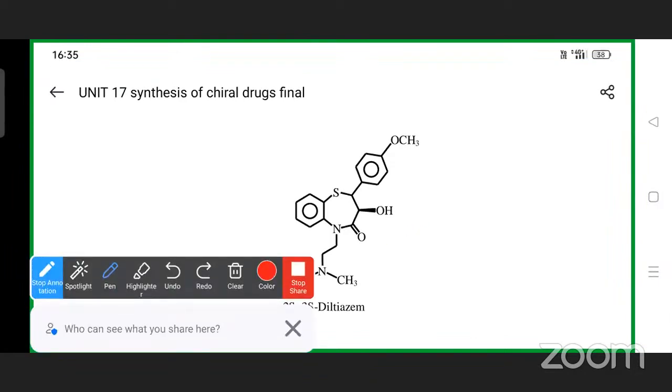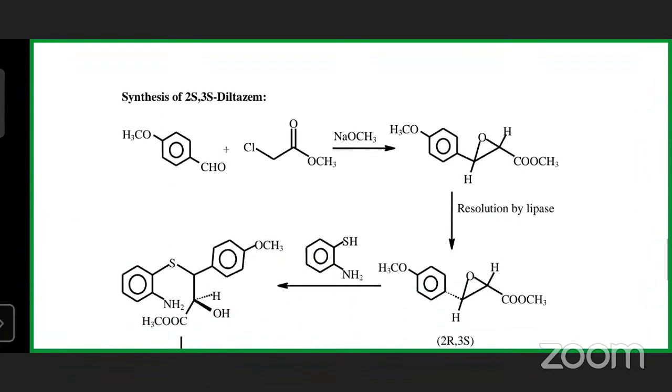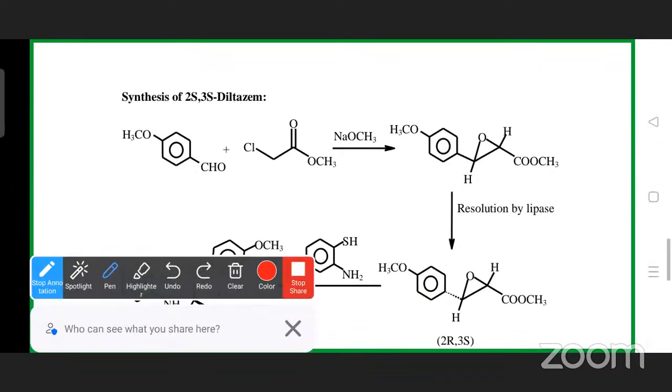Okay, so here is the diltiazem structure. It is very, very important actually, right? So you have to remember the structure and the mechanism. The synthesis here is also simple actually. If you assume it is simple, it is simple. If you think it is difficult, it is difficult generally. So here, the synthesis of diltiazem, right?